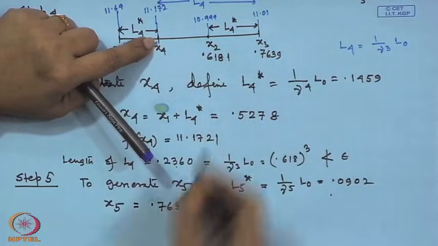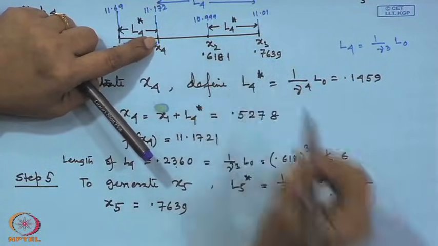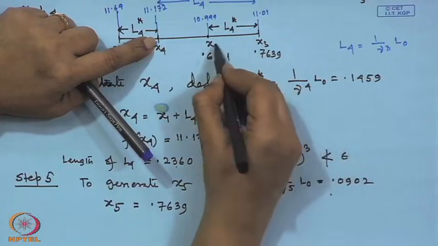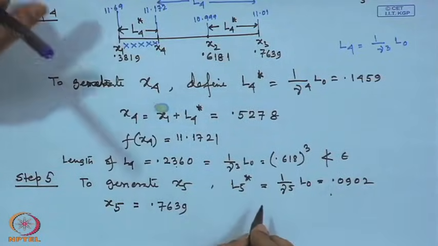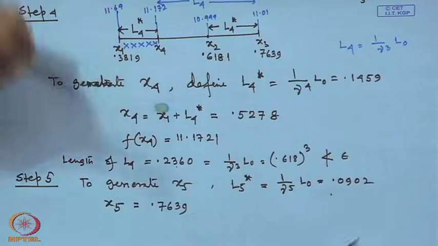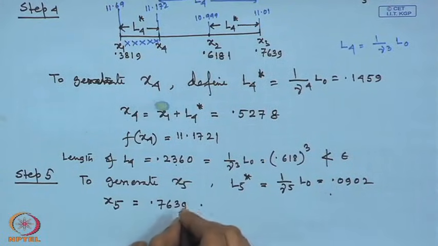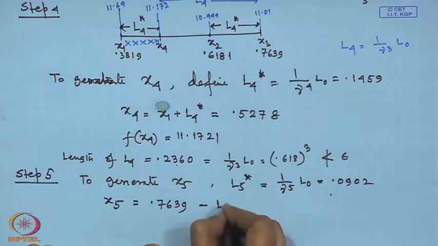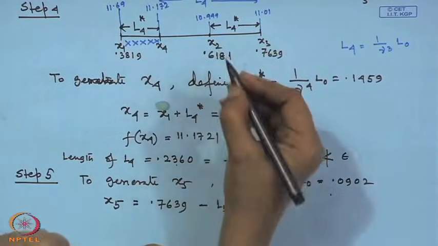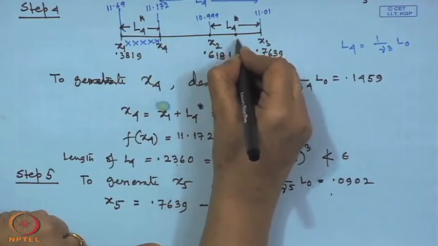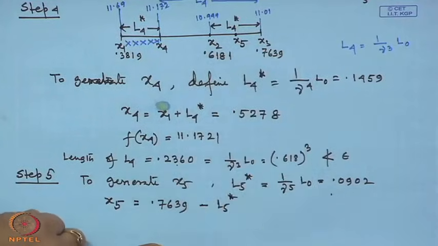That is why x5, if we just see the distance between these two, x2 and x3, we will see that it will be is equal to 0.0902, and x5 will be is equal to, that is why this will be minus, certainly one thing is that x5 will be here, alright.